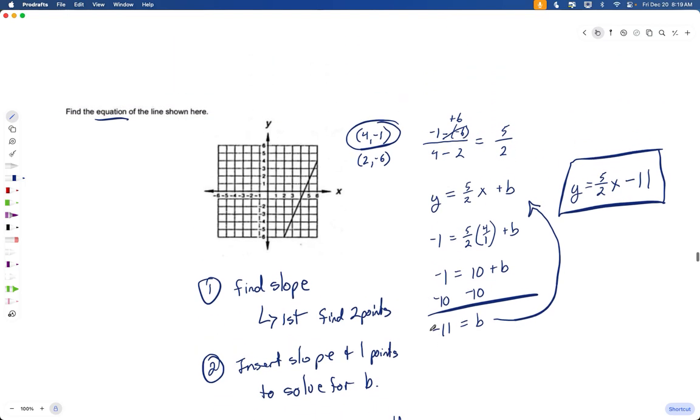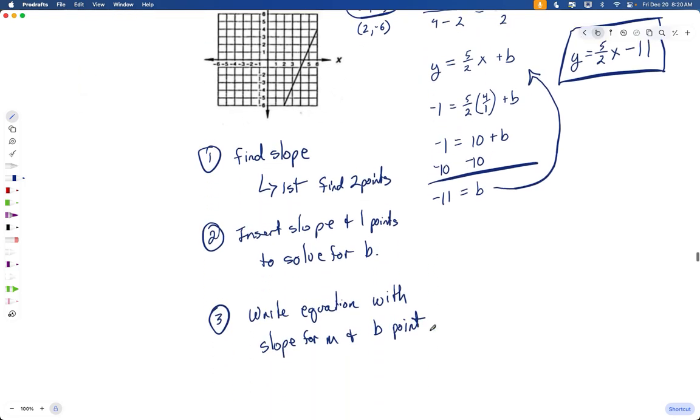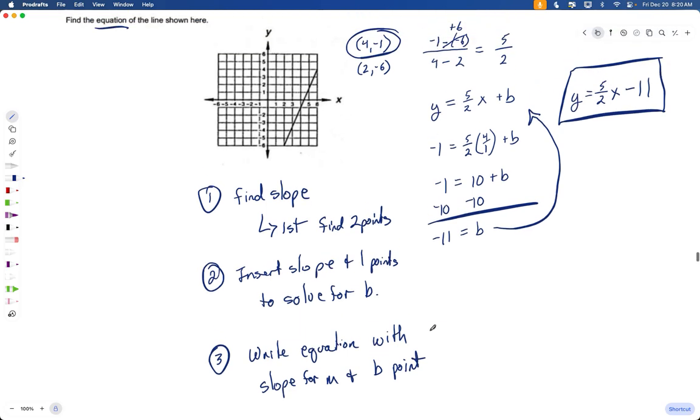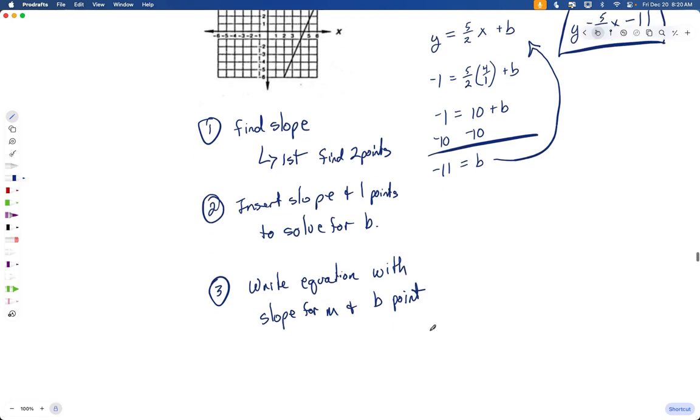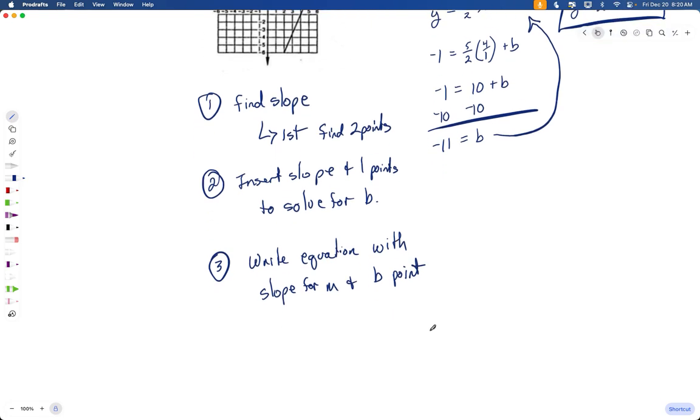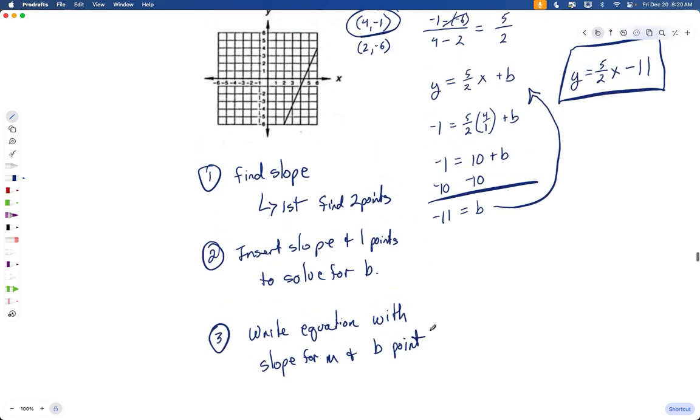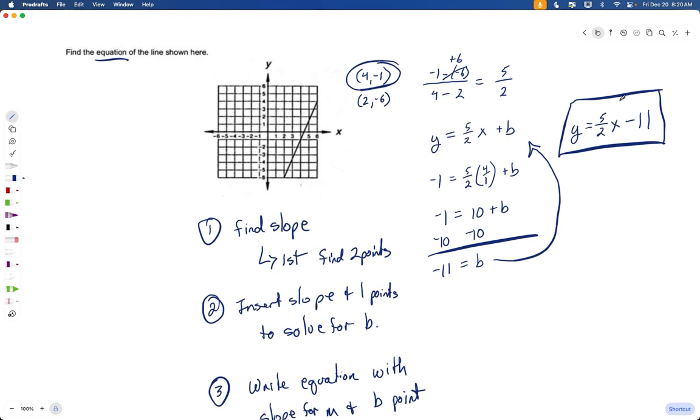All right, those are the steps you do, those 3 steps every single time. Find your slope. So first you find 2 points to find the slope, then you put the slope in, then you insert a point to solve for b with your slope, and then you write the equation out just like we did here. This takes longer to write than it does to actually do. Let's look at the next problem.